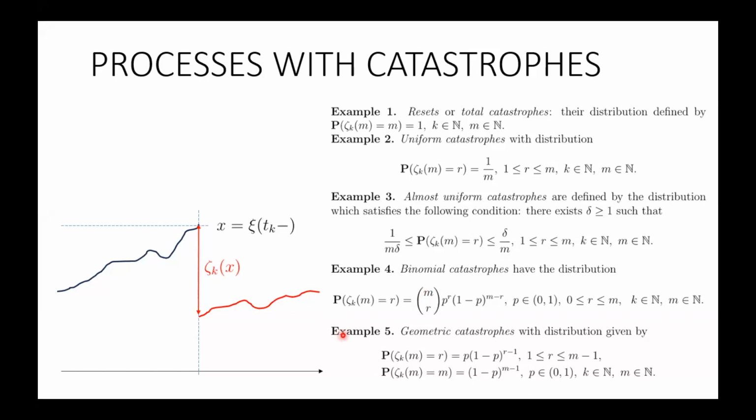Also, well known are geometric catastrophes. This distribution is given by truncated geometry.